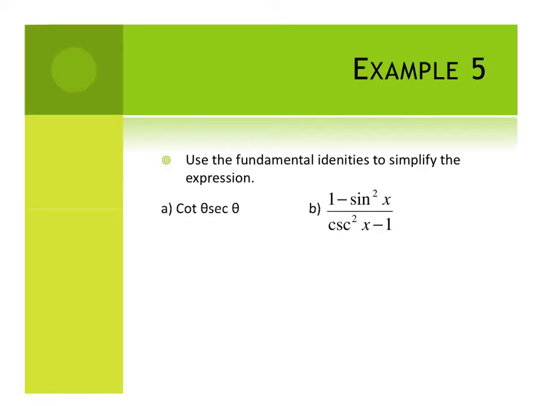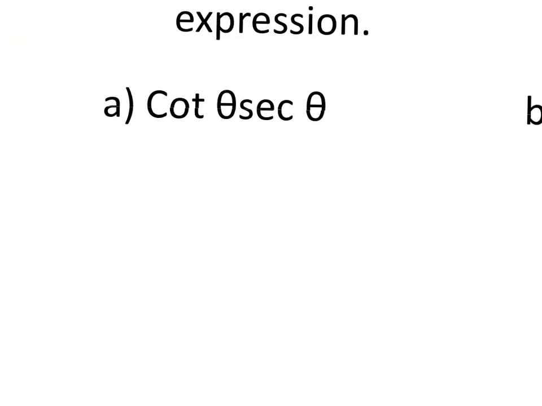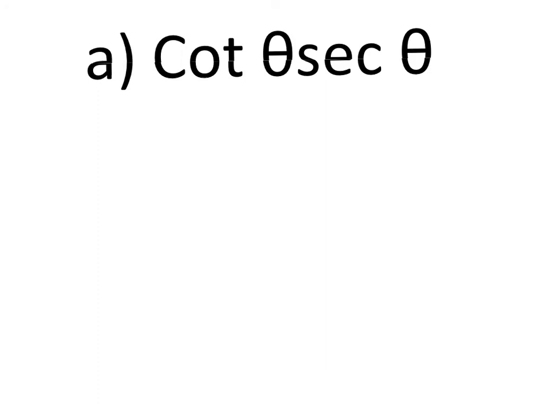Alright, example number 5 says use the fundamental identities to simplify the expression. Again, we start off just by simplifying, and very soon we're going to start verifying. But in order to verify, we need to know these fundamental trig identities very, very well. So I want to simplify everything as much as I can. If possible, always, whenever you're simplifying, try to re-express everything in terms of sine and cosine.